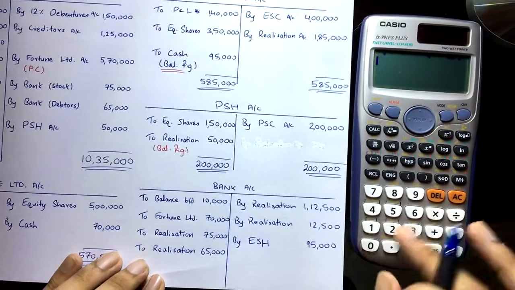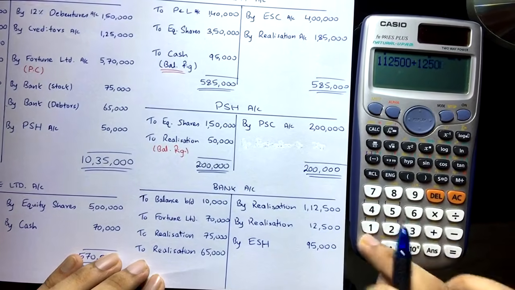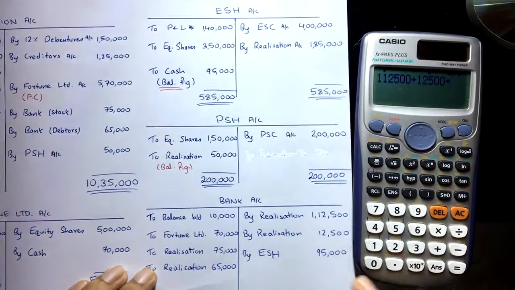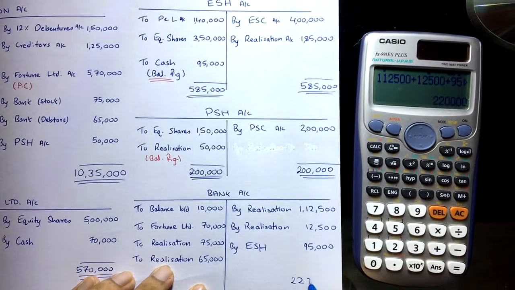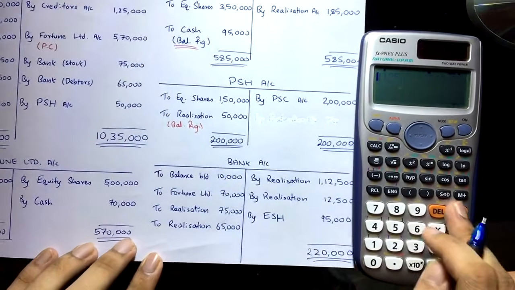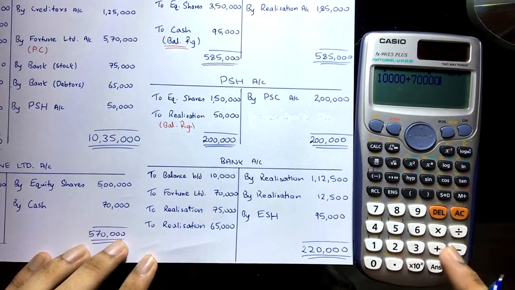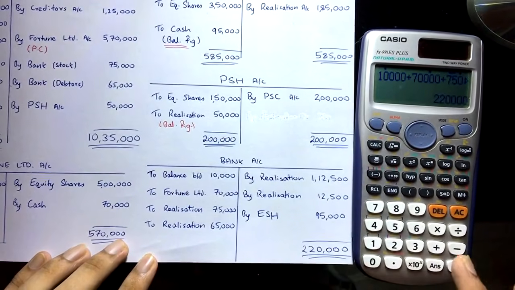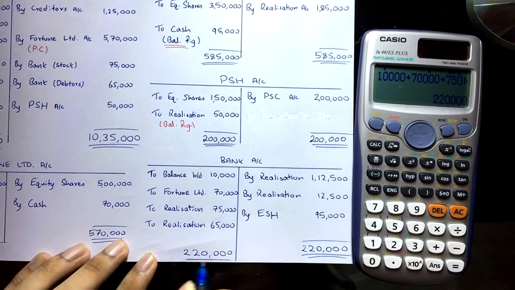Okay, see here, 1,12,500 plus 12,500, plus 95,000, so that is equal to 2,20,000. And then if you see over here on the debit side, 10,000 plus 70,000 plus 75,000 plus 65,000, that is equal to 2,20,000. So that's it, our account has been tallied. Our answer is correct.